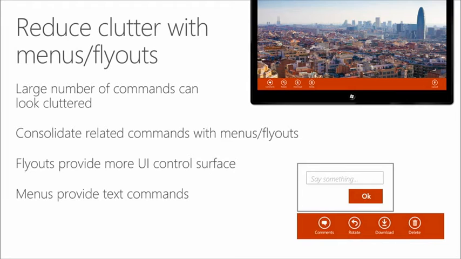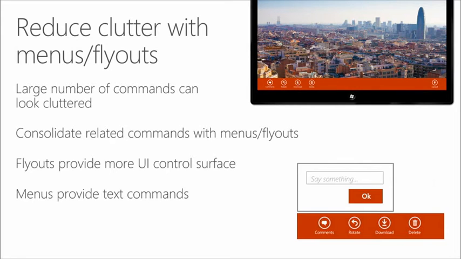Now, I might get to the point where my app bars have tons and tons of different app bar buttons on them. They're going to start to look cluttered. Generally in the apps that I've designed, it's right around that 10 mark, when I have 10 app bar buttons, that it starts to look a little bit cluttered and a little bit overwhelming to users. So what we can do is use flyouts associated with those commands to really reduce that clutter.